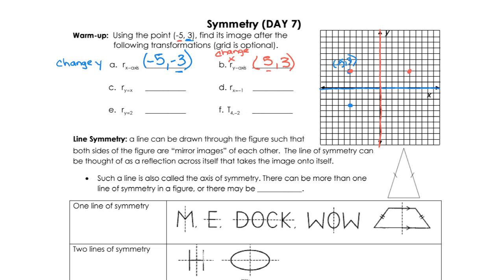Okay. Next one up, they're going to ask us to reflect over the line y = x. And so y = x is that diagonal line that cuts through the origin. It goes from the upper left-hand corner of our graph to the lower right-hand corner. Okay, using a straight edge is a little bit easier. Let's see if we can do it though.